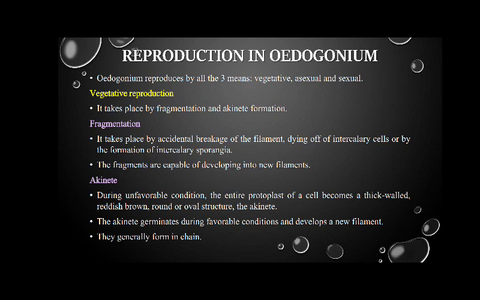Then cell division in Oedogonium is very important. Then, coming to reproduction, by 3 means Oedogonium reproduces: by vegetative, asexual and sexual. Vegetative by fragmentation and akinete. Fragmentation നമുക്ക് എല്ലാവർക്കും അറിയാം, due to breakage of the filament or dying of intercalary cells or intercalary sporangia, the fragments break and each fragment gives rise to a new filament. Akinete, during unfavorable condition, entire protoplasm becomes rounded off, thick walled, reddish brown, an oval structure called akinete. And akinete, during return of favorable condition, they germinate to develop a new filament.